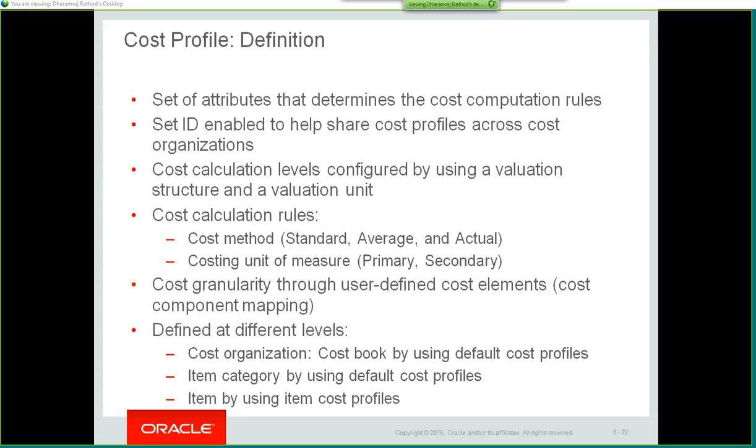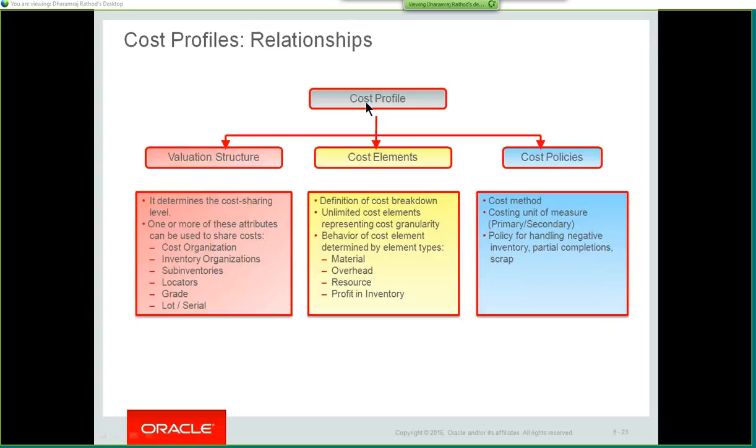So valuation unit is nothing but the instantiation of the structure. So whenever the cost profile picks this transaction, if your valuation structure is, let's say, inventory organization, it will stamp 001 because 001 is the inventory organization code. So you'll be able to look at the cost by, let's say, cost organization US operations, and cost book financials, and 001 this is the cost, 002 that is the cost, and so on. You'll be able to do that.